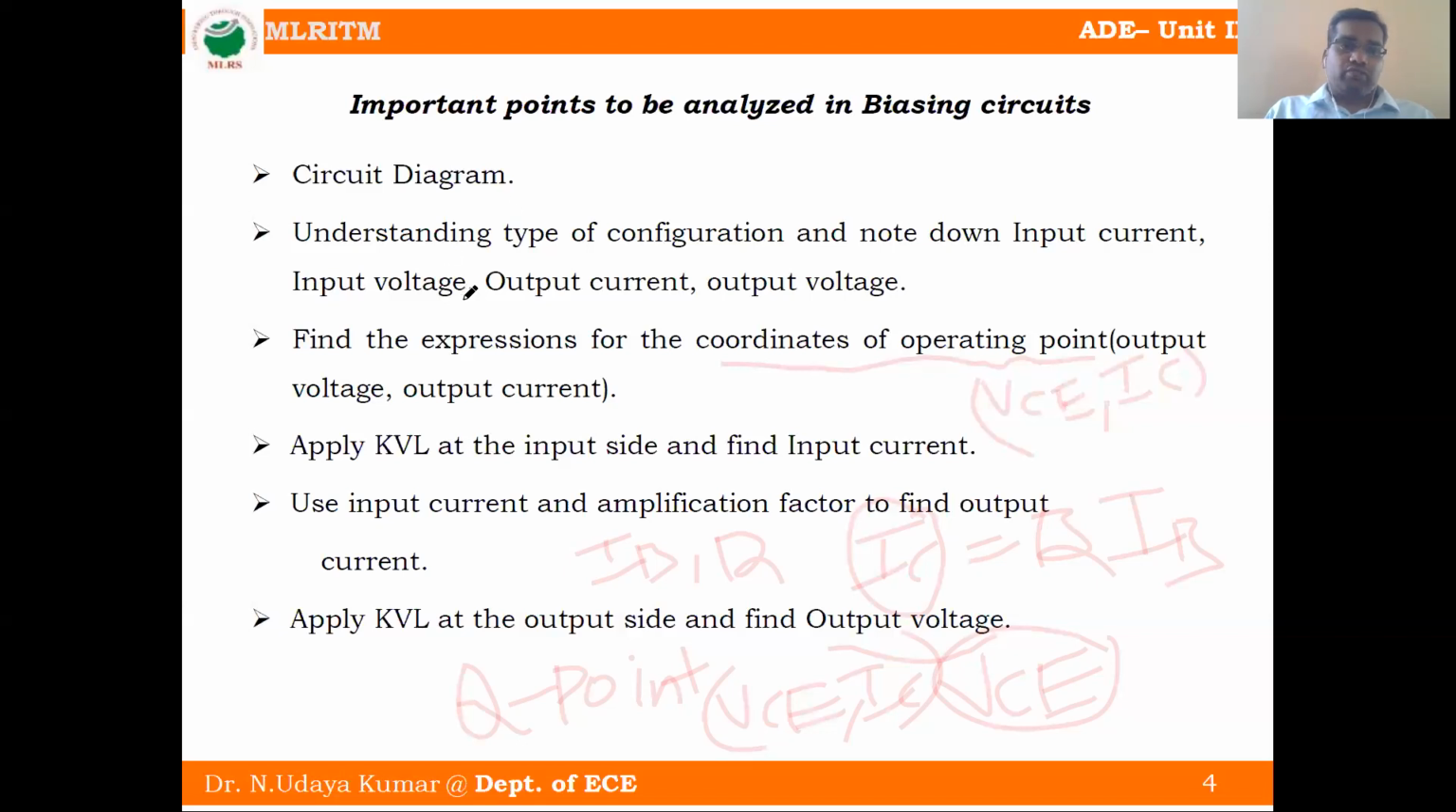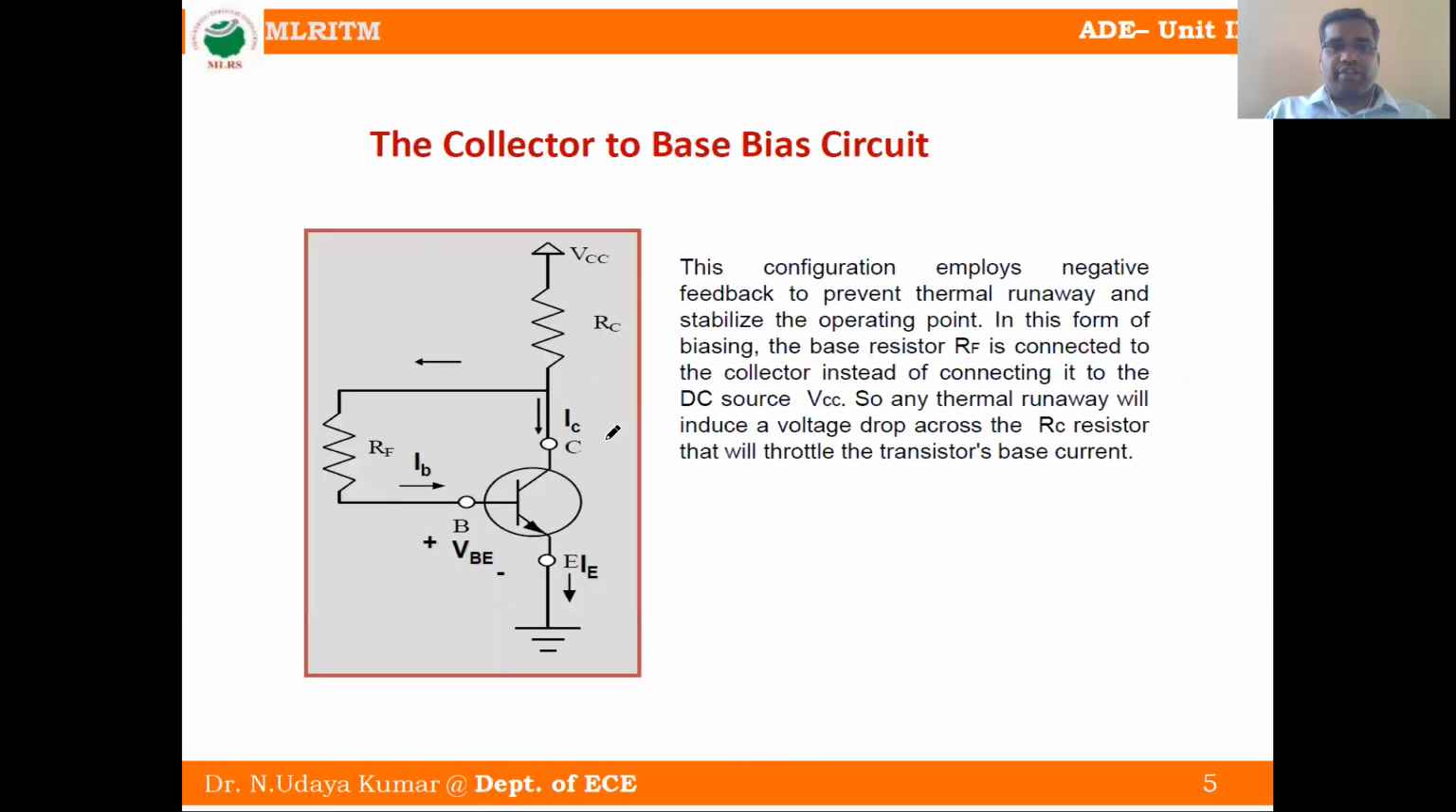So these points we will apply for the modified circuit. See, this is the collector to base bias circuit. You can recall the fixed bias circuit. What is the main difference between the fixed bias circuit and collector to base bias? The only difference is this resistance. In fixed bias, it is connected to VCC. So I will draw the fixed bias circuit.